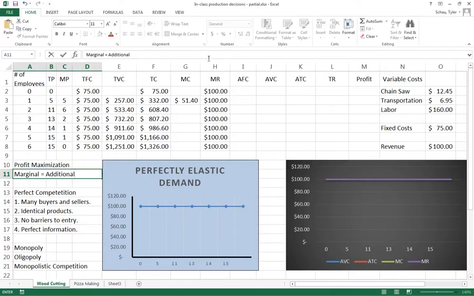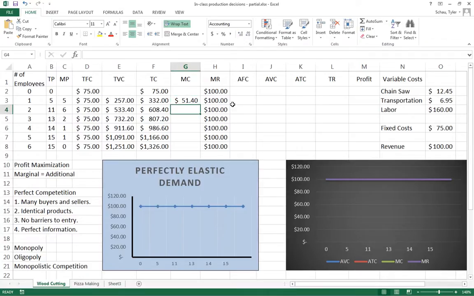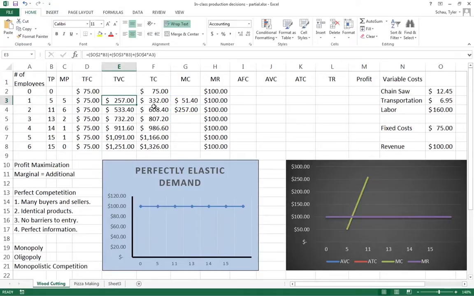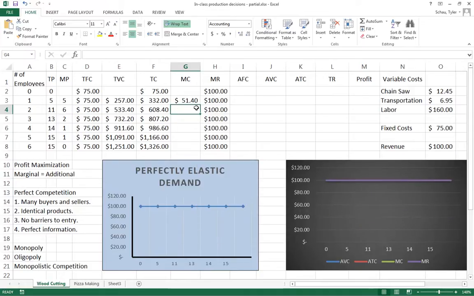It's saying each one of these 5 cords of firewood that I produce with 1 employee adds an additional $51.40 in costs. Okay? And so if I do a real quick $51.40 times 5, notice I've got $257, which was the amount of my variable costs. The reason it's the total change in variable costs is because remember I have to pay fixed costs regardless, so that gets discounted out of there. I'm going to get rid of that because that messes some stuff up.